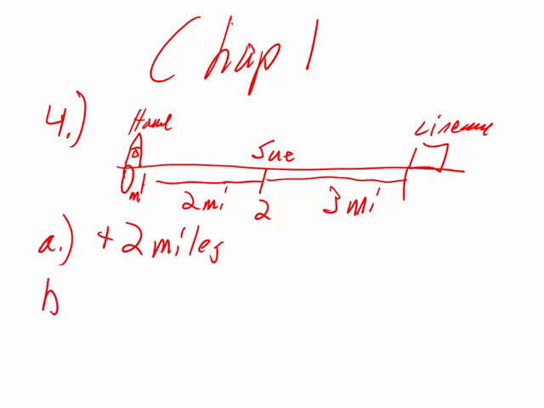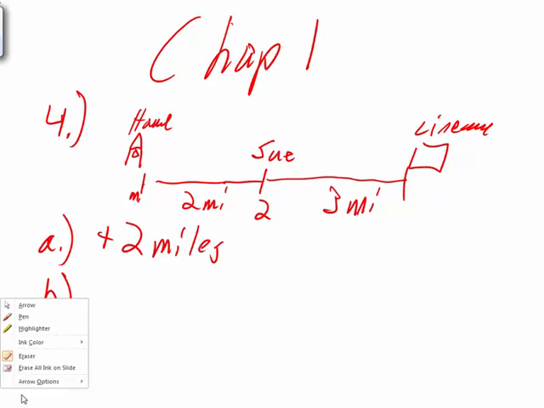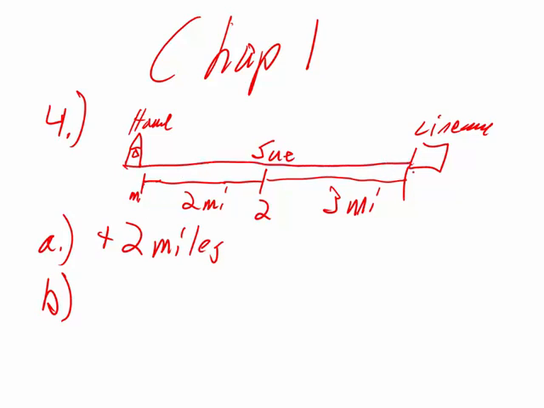Then if you look at part B, it says, well, what if the cinema was the origin? Well, if that's the case, then basically what you've done is you've flipped everything around here, okay? You flipped everything around. I hate it when I do that. Doggone it, okay? You flipped everything around, and now this becomes the origin, so that's 0 miles. And so now we're going to the left of the origin, and so it would be a negative 3 miles, wouldn't it?